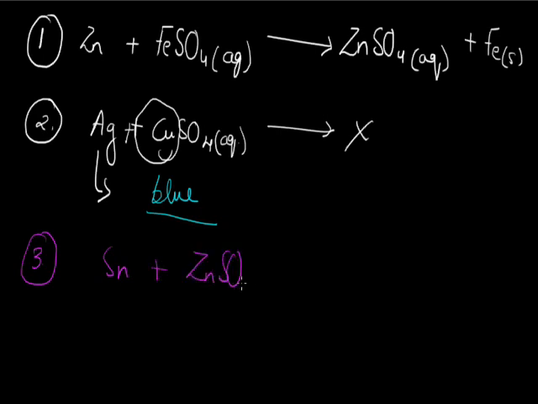Now in the third reaction, that is the reaction of tin with zinc sulfate solution. Here tin is below zinc in the reactivity series, and hence it will not be able to displace zinc from its salt solution. Hence the reaction does not occur. So basically what you have to keep in mind is whether the metal which you are going to use for displacement is above or below the other metal in the reactivity series.